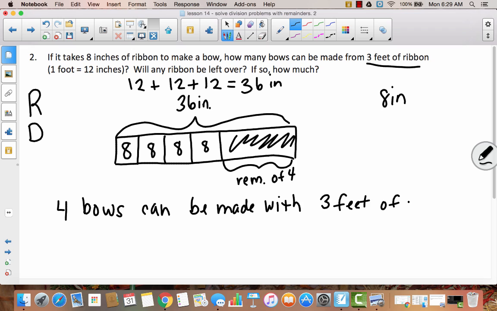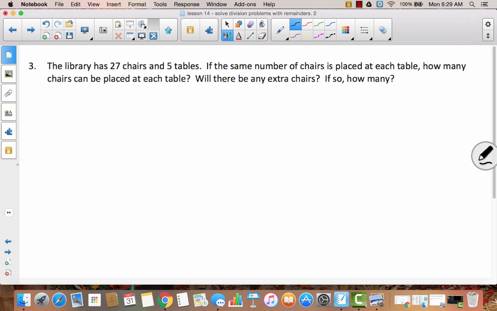And then the second question says, will any ribbon be left over? How much? So I'm going to go ahead and add to this with 4 inches, remember these are inches, left over. I think these are kind of fun. I hope you do too. All right, so let's take a look at number 3.